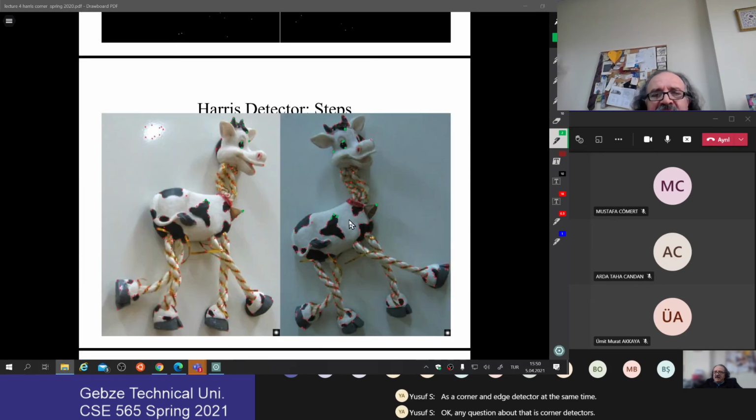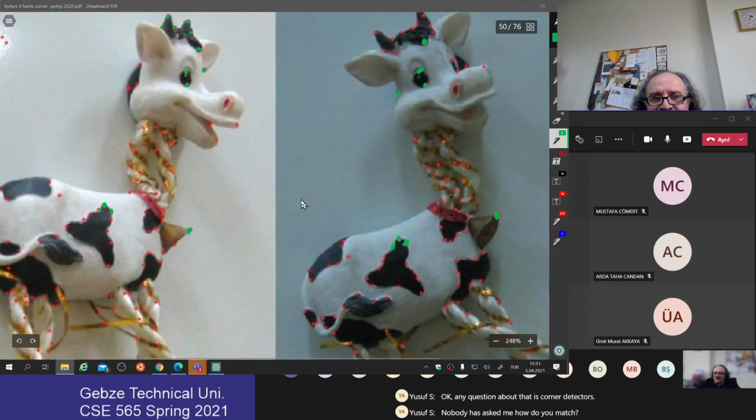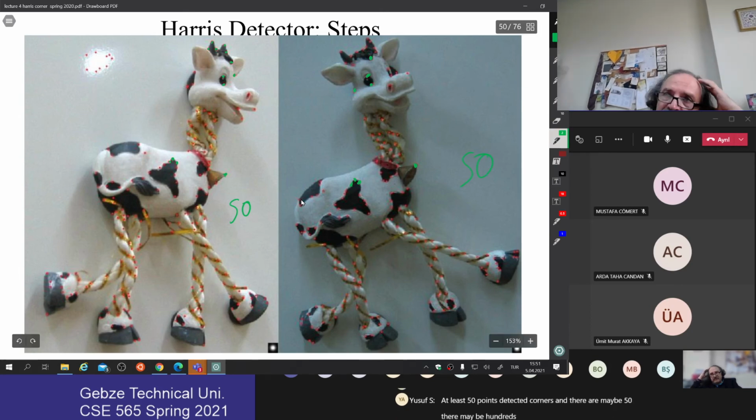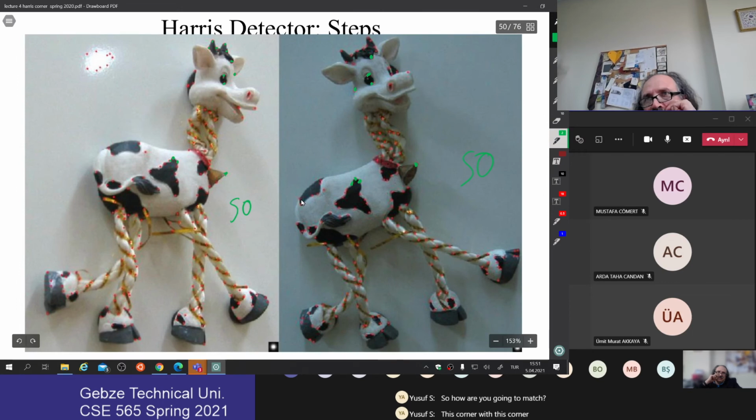Nobody has asked me how do you match these two, because there are at least 50 detected corner points, and there are maybe 50 there, maybe 100, I don't know. So how are you going to match this corner with this corner? Does anybody have any ideas?